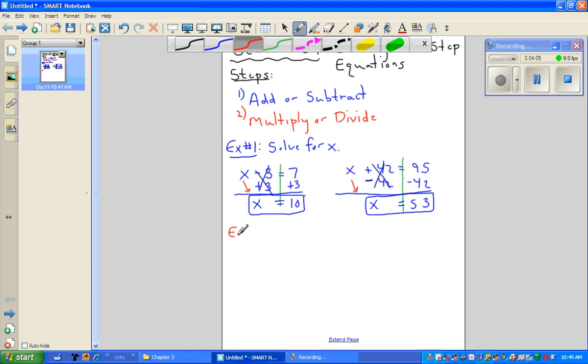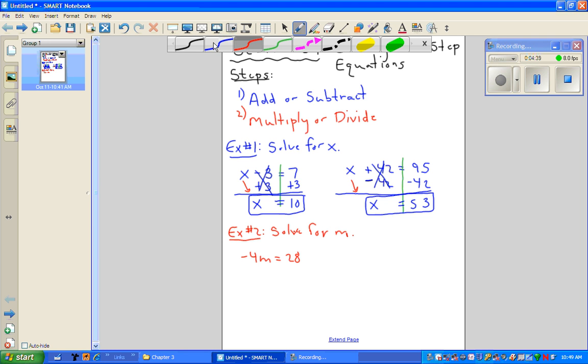All right? Example number 2 is going to be with the multiply or divide. Okay? So let's do this example. You ready? Negative 4m is equal to, let's go with 28. Okay, and this one we will solve for m. So the variable we're trying to solve for this time is m.